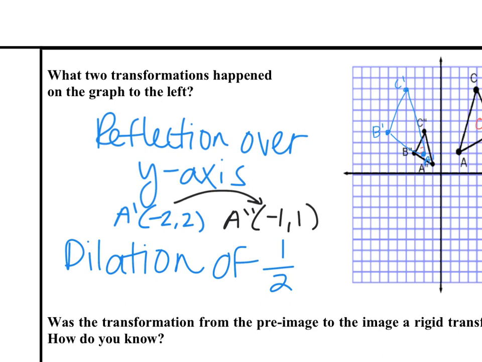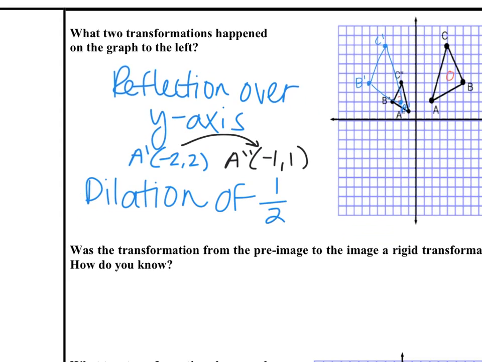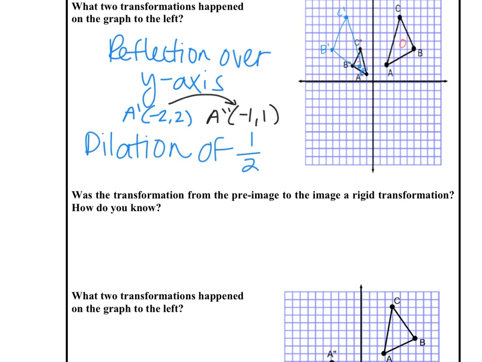Whenever you're doing these, if you need to use patty paper to trace and kind of turn things around to see, especially for rotations, that might be helpful. We might actually do that on the next one. Was the transformation from the pre-image to the image of that one that we just did a rigid transformation, guys? No, it was not. It's similar. Zachary, why not? Because they're not congruent.